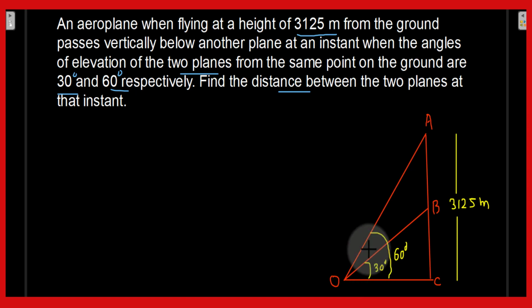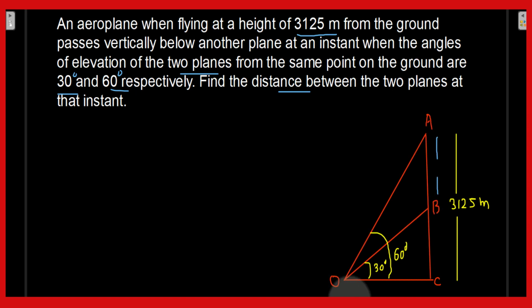And we have to find the distance between the two planes. This distance we have to find, the AB distance. Very simple as that of the previous question. So first we will take this triangle AOC and then we will take triangle BOC.